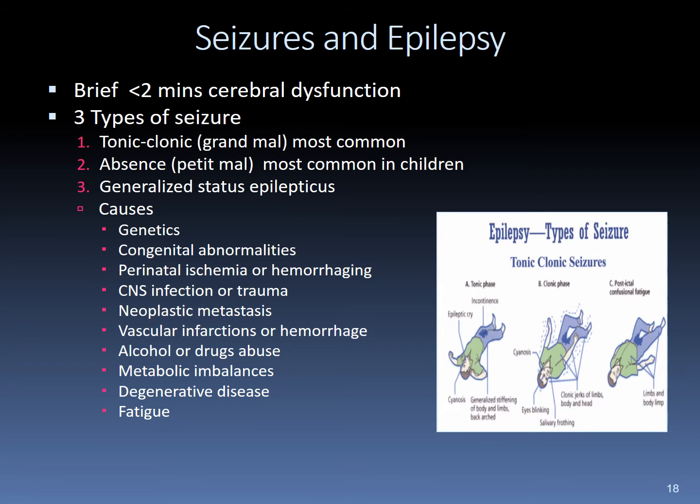Seizures in epilepsy can be defined by a less than 2-minute cerebral dysfunction. There are 3 types of seizures: tonic-clonic, absence, and general. They have many causes. The following video will describe seizures in epilepsy in detail.